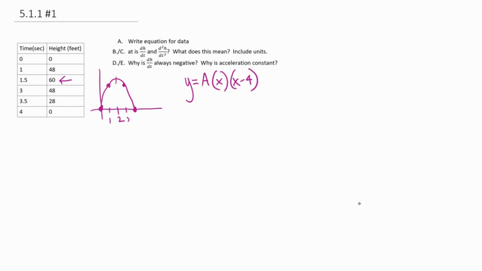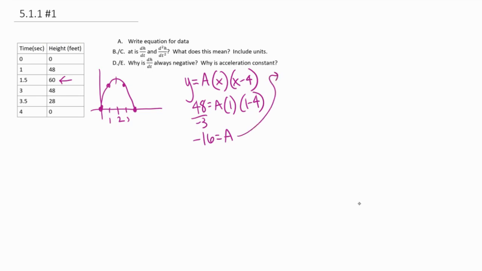I need to solve for a. I already know a is going to be negative, so let's make sure that happens. I'm going to plug in another point, (1, 48). So 48 is equal to a times 1 times (1 minus 4). So 1 minus 4 is negative 3. Divide by negative 3, and I get a is equal to negative 16, which does make sense because that is the value for acceleration. So for those of you who have taken physics, negative 16 should not surprise you.